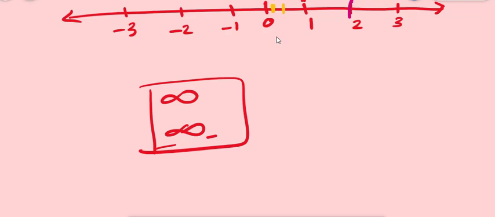So that creates a problem. The result is not a finite number. Here is infinity, here is infinity. So if I divide something by 0, it goes to infinity. So we cannot define it. So that's why it is not possible to divide something by 0. Hope you understood why we cannot divide something by 0.